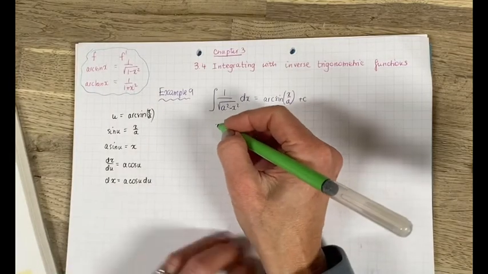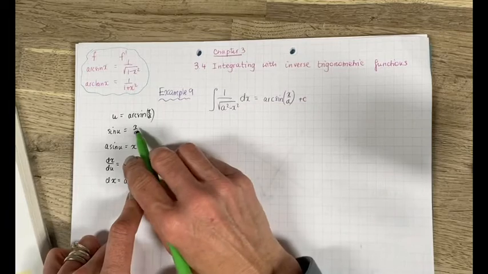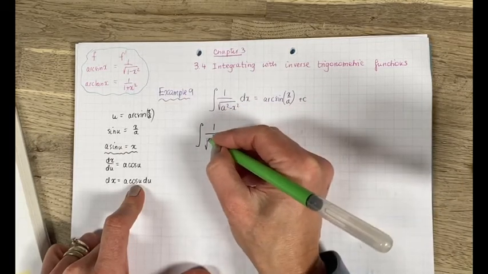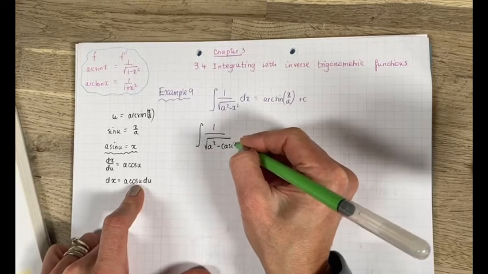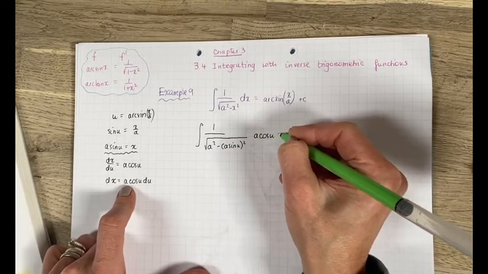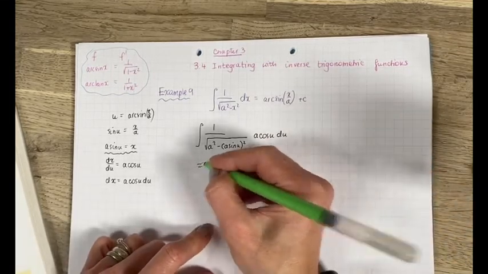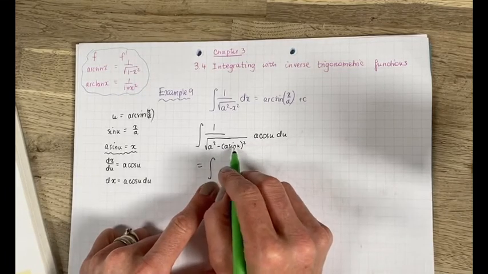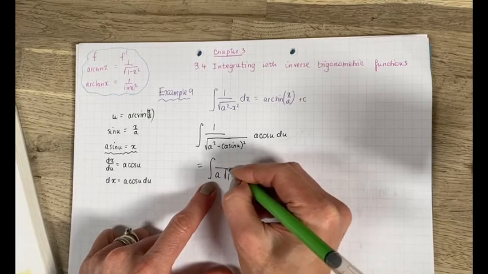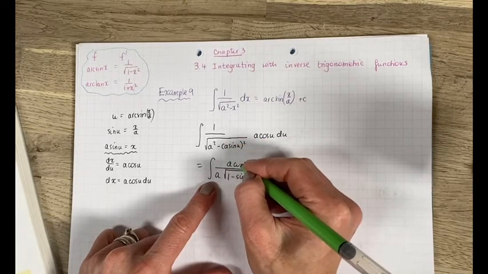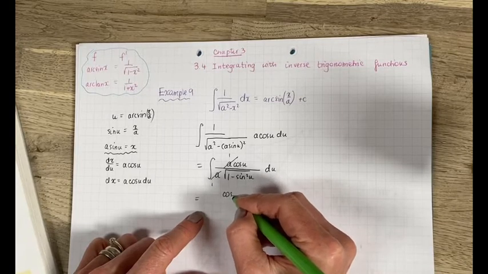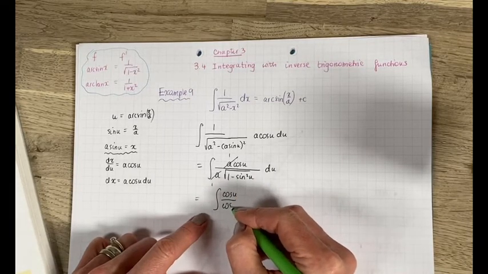Okay, so you can start substituting for dx and for x. For x we will substitute a sine u. So our integral is going to be 1 over square root of a squared minus a sine u squared, and then instead of dx we're going to put a cos u du. Okay, so this will become a squared sine squared, so it will be a square root of 1 minus sine squared u in the denominator, and then we'll put a cos u in the numerator. Okay, a's will cancel, and then we've got cos u, and you can see that this is cos u as well.